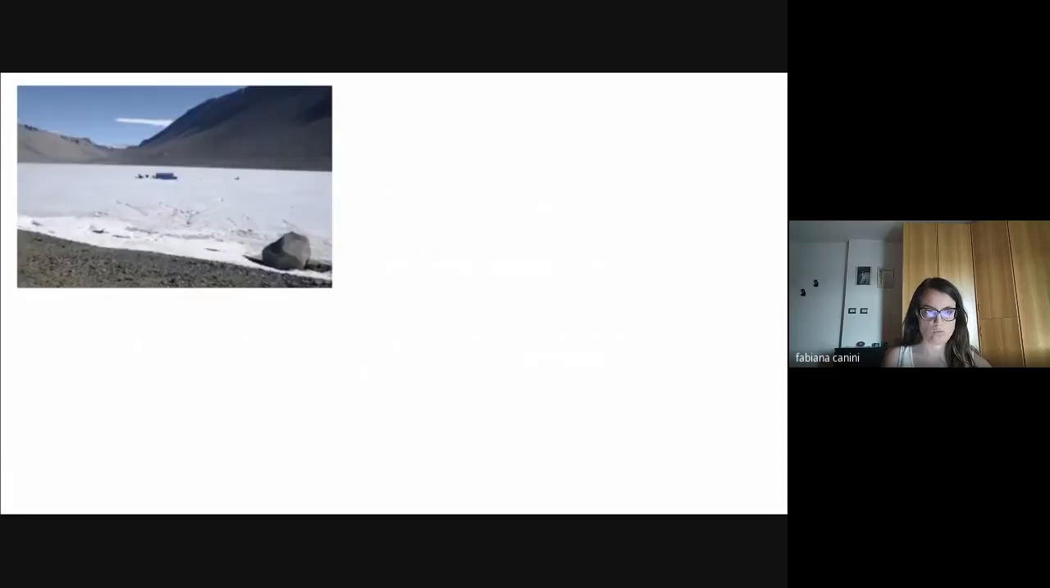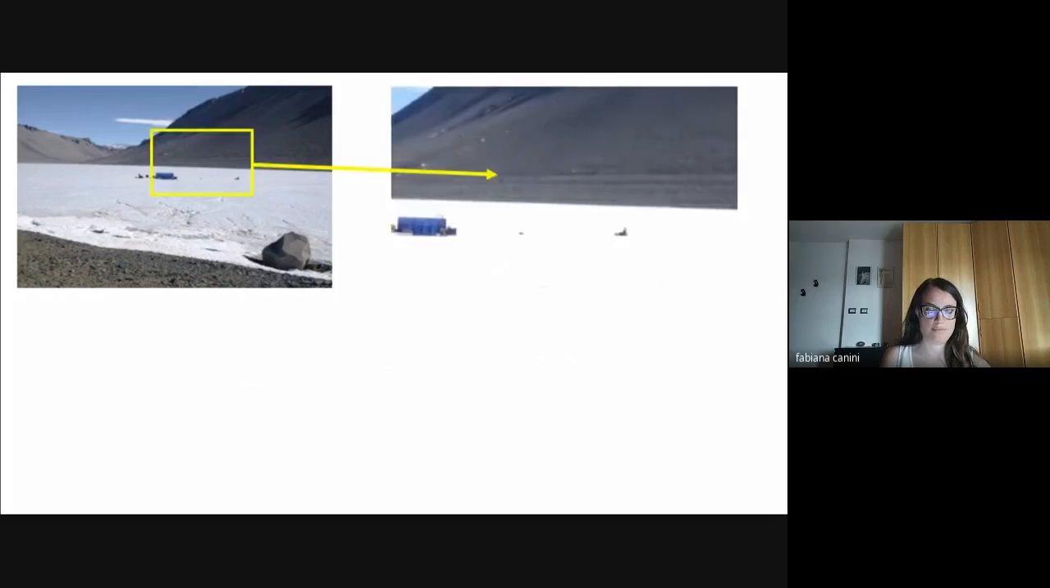Let me take you to our study site. This is Lake Vanda, and this is our lab tent out there on the ice of Lake Vanda. But I want you to just draw your attention to the far side of the lake, and just blow that up a little. You can see these bands on the hillsides, which represent historic lake levels.